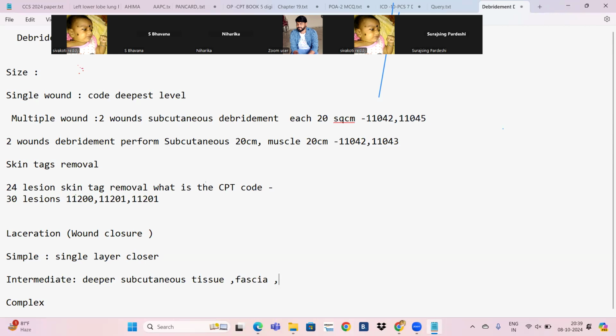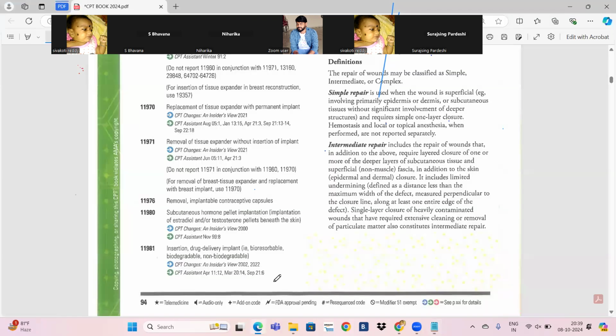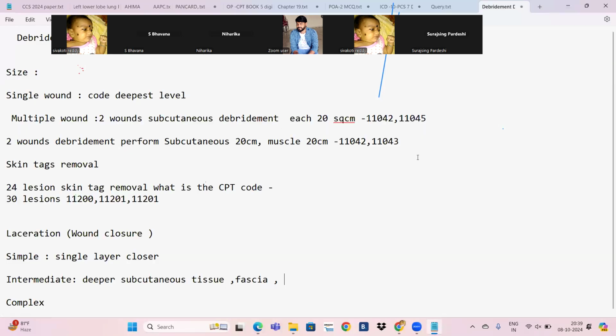If they mention layered closure, it requires layered closure of one or more of the deeper layers of subcutaneous tissue. If they mention layered closure, you can code as intermediate repair. Is this single word enough to code as intermediate repair? Then 2-layer closure.